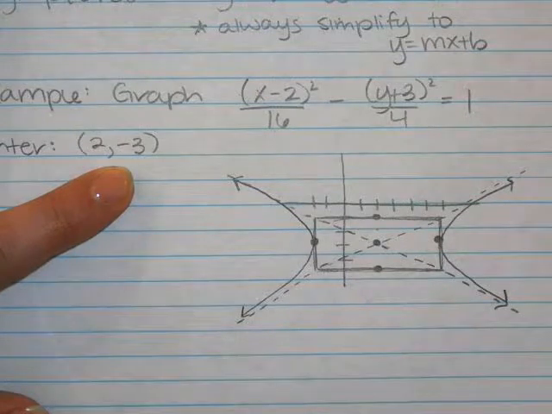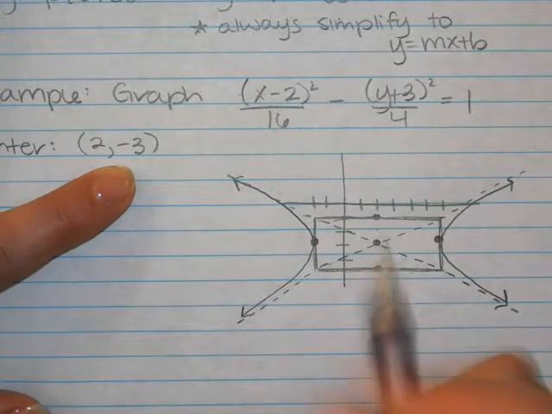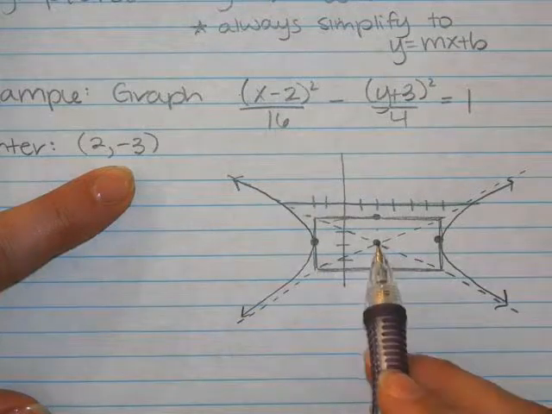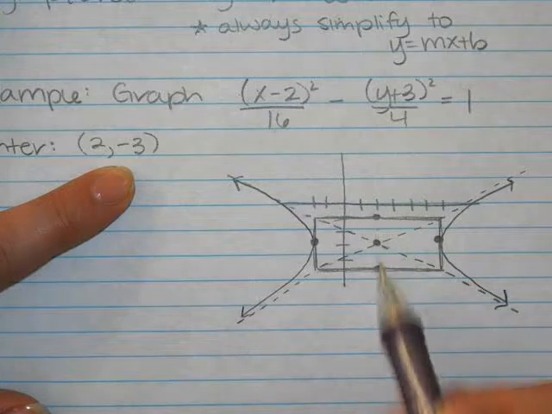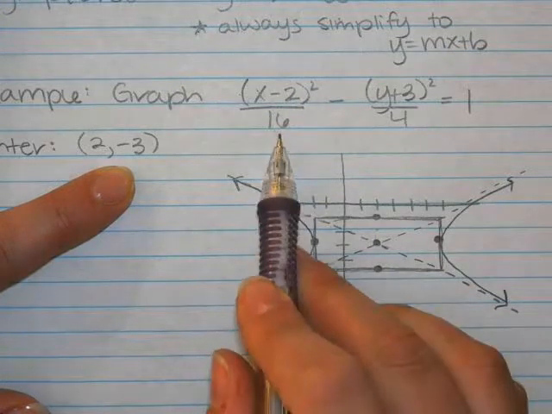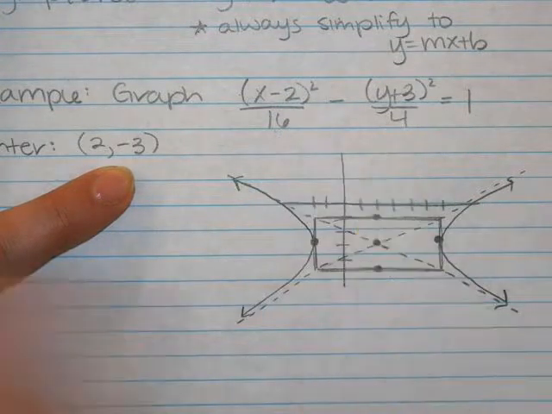Yeah. What did you do with the 16 and 4 again? The 16 told me that from the center I should go left and right 4. The 4 told me that from the center I should go up and down 2. So I took the square root of 16 and got 4. Took the square root of 4 and got 2.